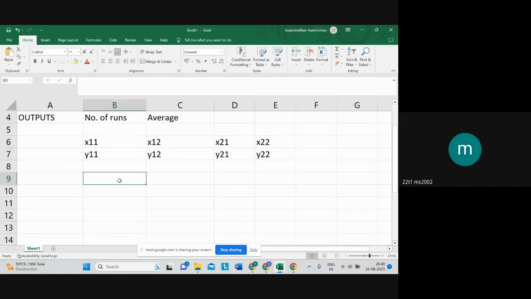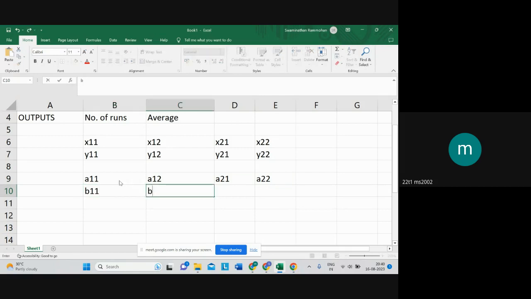So you will have A11, A12, A21, A22, B11, B12, B21, and B22.